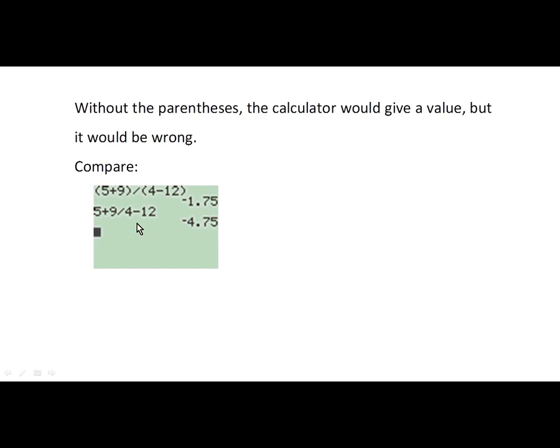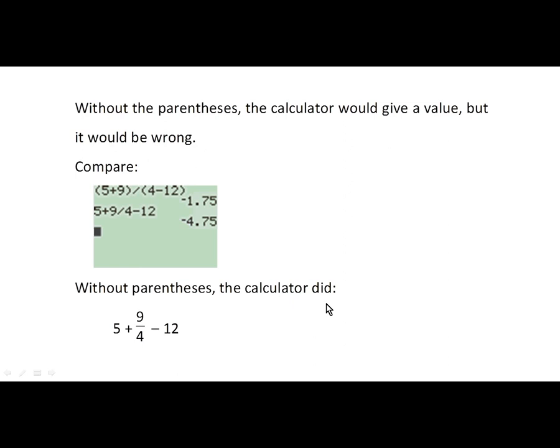What the calculator did was it actually did 9 divided by 4 first, which is not what's supposed to happen with a fraction. So without parentheses, this is what the calculator did: 5 plus 9/4 minus 12. That's actually what the calculator did without parentheses. So watch out for that. You have to remember to put numerators and denominators in their own parentheses anytime they contain some sort of operation.